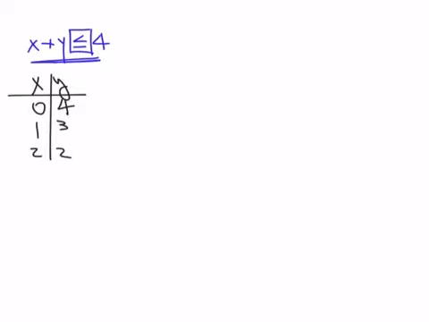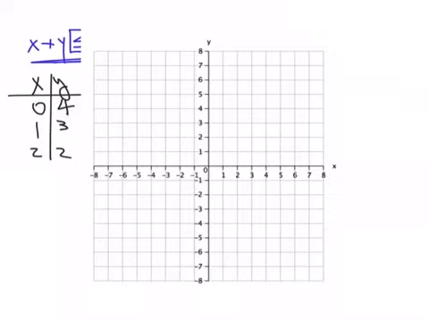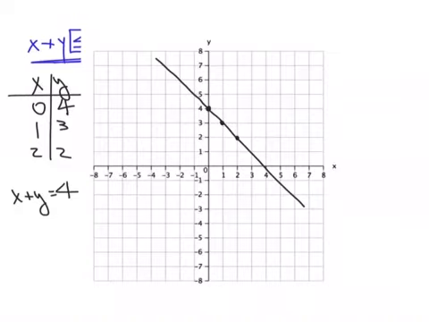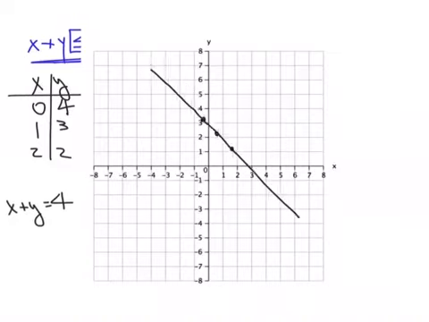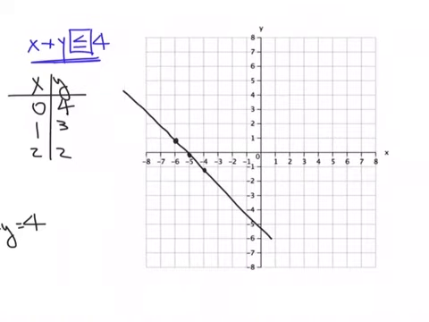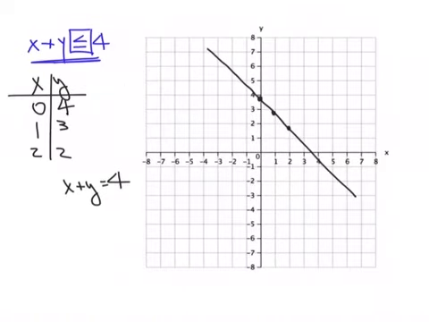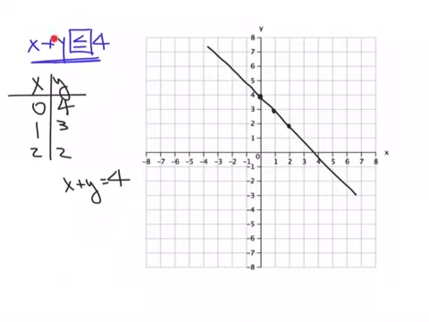Okay? And then if I graphed it, I'd have 0, 4, 1, 3, and 2, 2, and drew my line. Okay, that is a graph of x plus y equals 4. But, let's move this over a little bit so we can see this here. We're at 0, 4.